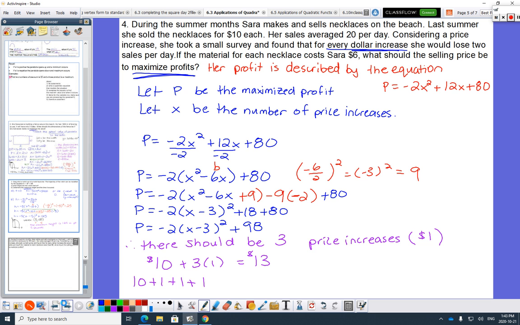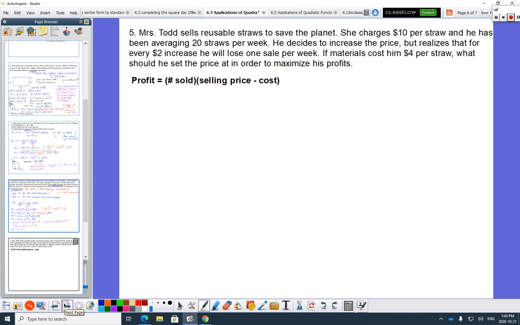And this one, I changed it to my name, but I forgot to change the pronoun. So if that bothers you, then just put Mr. Todd. Mr. Todd sells reusable straws to save the planet. Oh, there's a she. She charges $10 per straw, and he has been averaging 20 straws per week. He decides to increase the price, but he wants to increase it by $2.